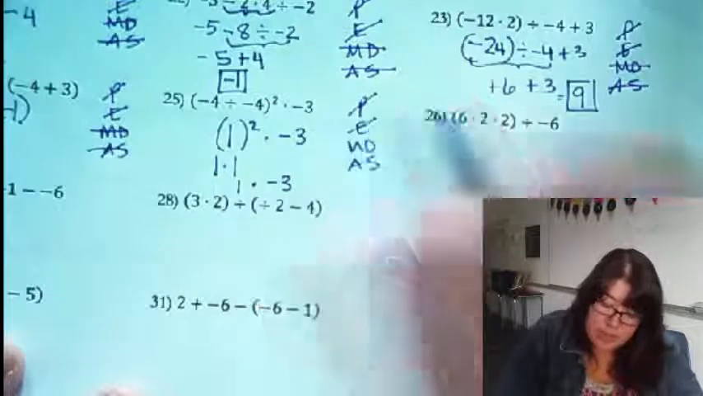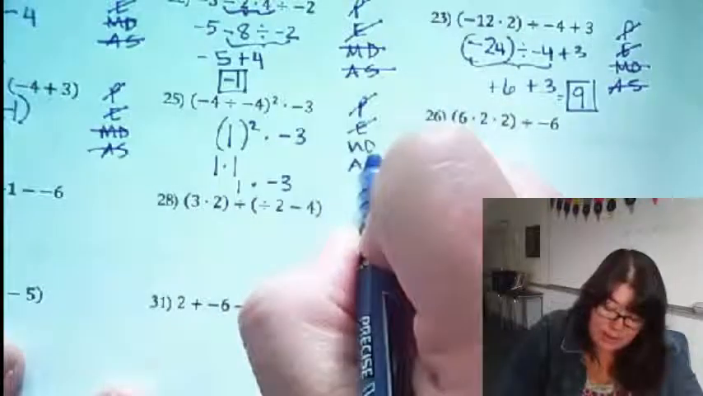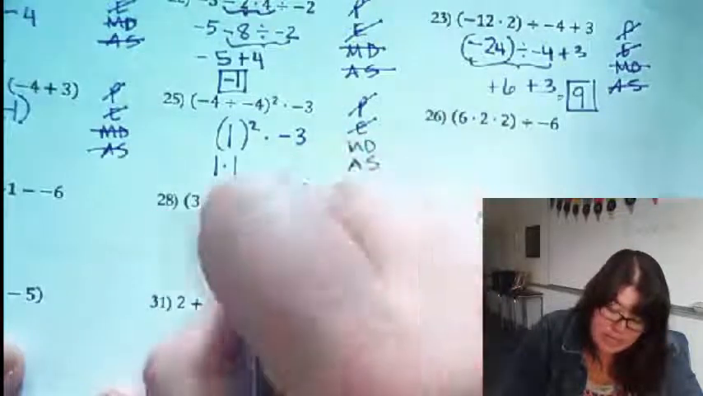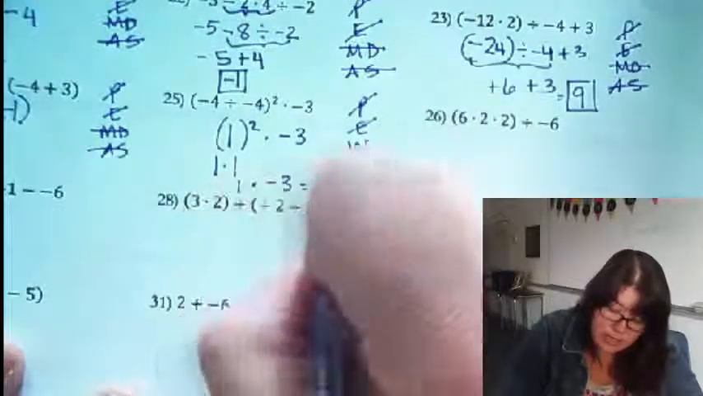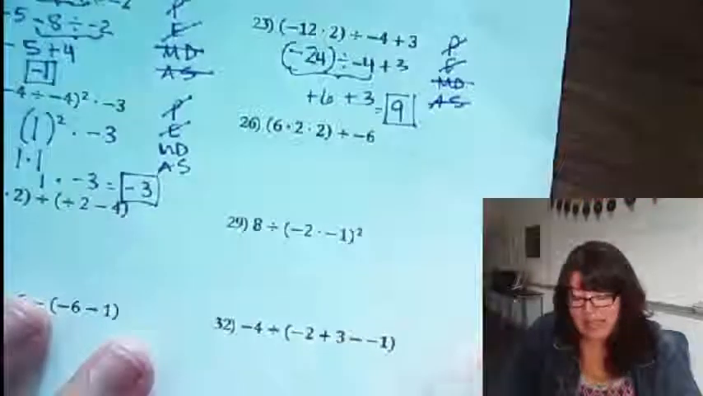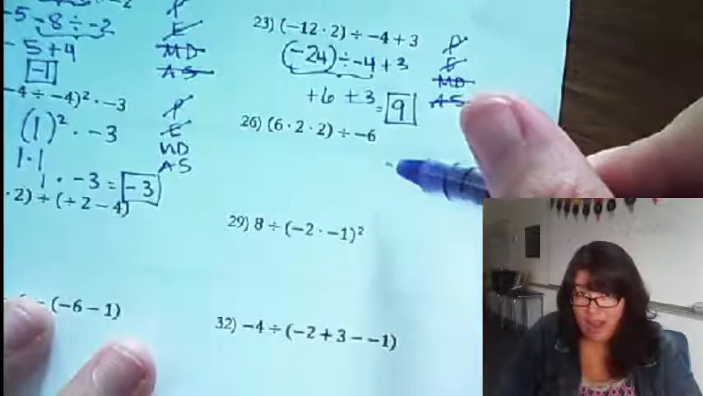Exponents are done. Now I'm going to multiply or divide left to right. So 1 times negative 3 equals, positive times a negative is a negative, 1 times 3 is 3. And I'm all set. Why don't you try 26 and come back for the answer when you're done, and then we'll be all set.